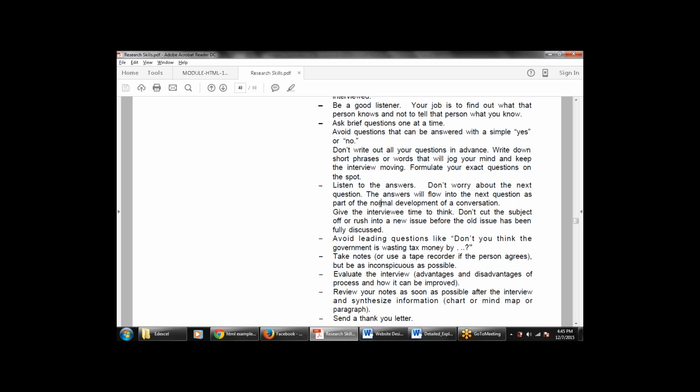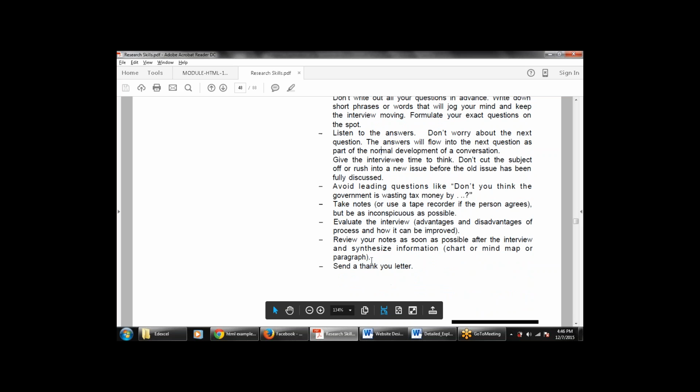The next is review your notes as soon as possible after the interview. Review your notes about the interview and synthesize the information, using a chart, a mind map, or a paragraph. Review your notes as soon as possible after the interview. If you review the answers after two or three days, you will not remember who gave the answer. You won't even remember the faces.